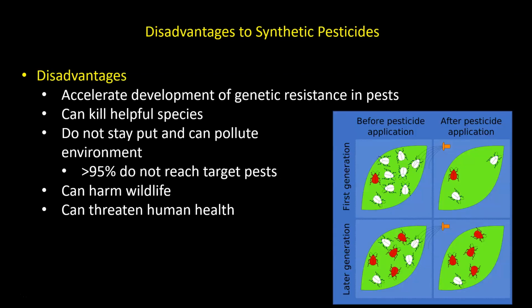Still, however, there are disadvantages in addition to biomagnification and bioaccumulation. They can accelerate genetic resistance in pests, they can kill beneficial species, and they can harm wildlife as well as humans. Also, it's important to note that pesticides don't stay put and can pollute the environment. Because of precipitation and wind, greater than 95% of pesticides don't reach their intended targets.